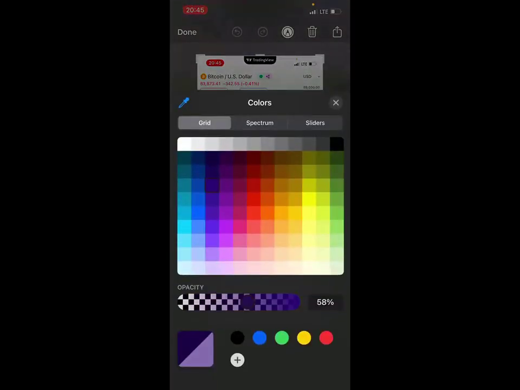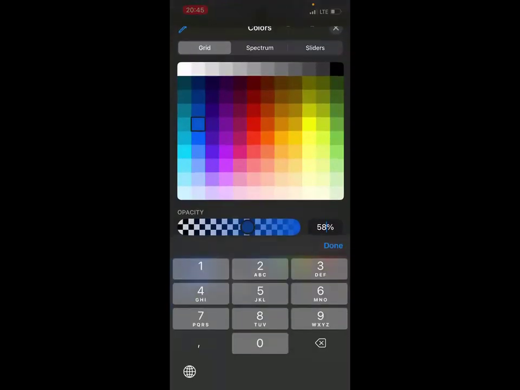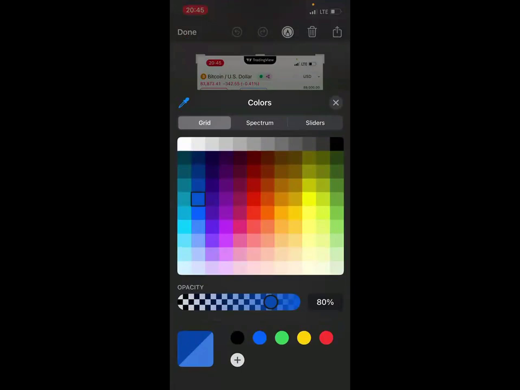Pick a nice color. Okay, let's go 80%. Okay.